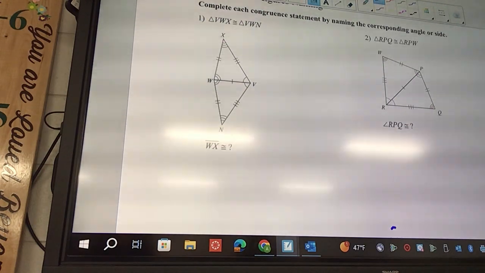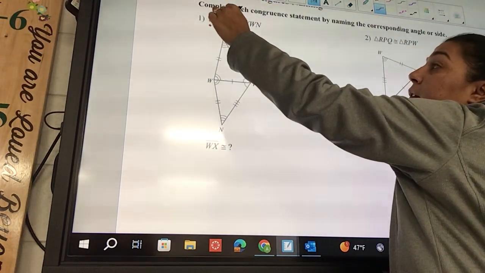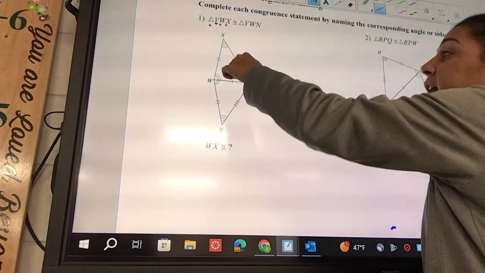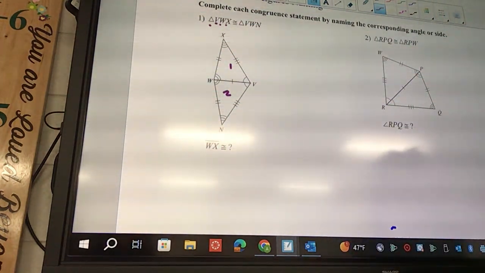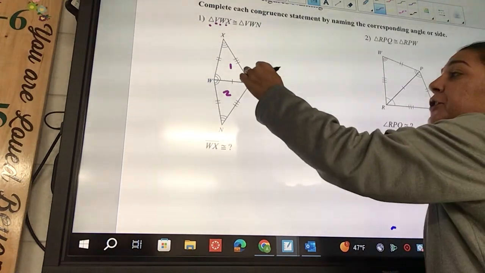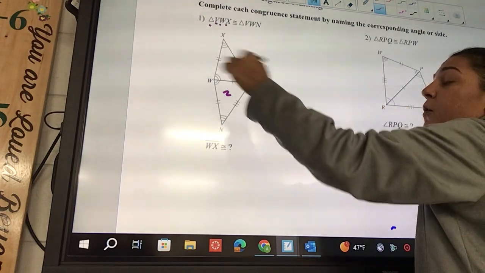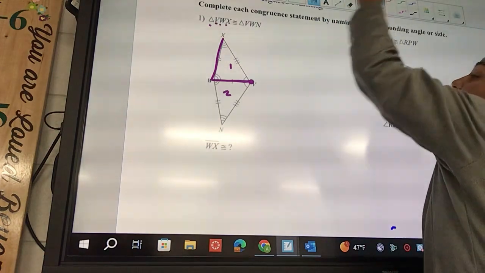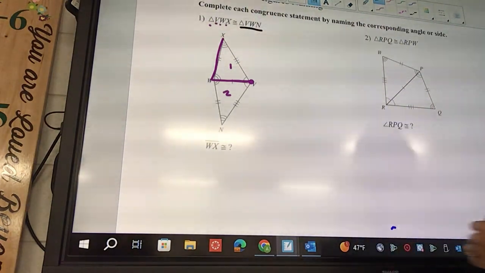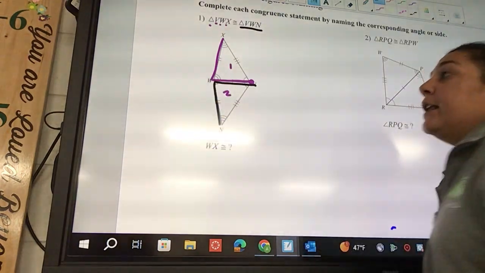Now, the other way to read this: it says triangle VWX. So is that going to be this top one or this bottom one? VWX, the top one. How we read this is we start from V, then we go to W. So am I going to go up or over? Over to X. That's that one. Now VWN: we start at V, go to W, and go to N.